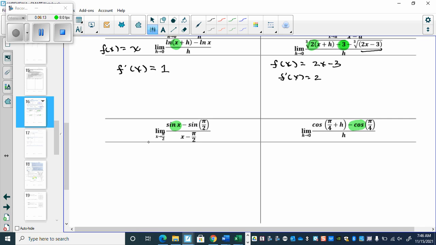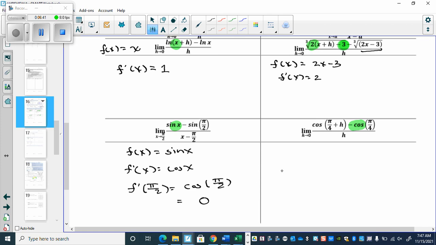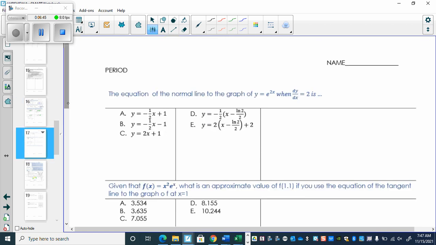I don't have to use the definition of derivatives here. So f of x equals sine x. Okay, that means f prime of x equals cosine x. They want me to evaluate at a point. And at this point, this derivative equals 0. So you should be able to do the last one on your own right there. All right, flip the page.